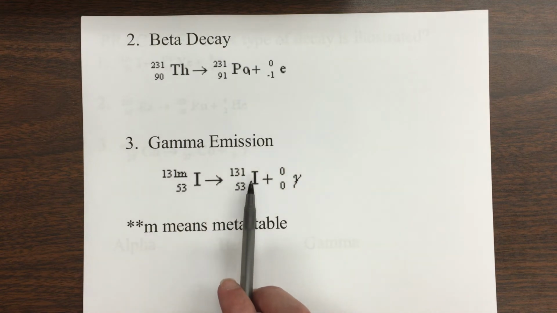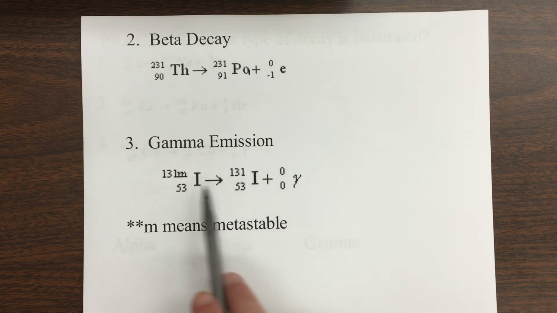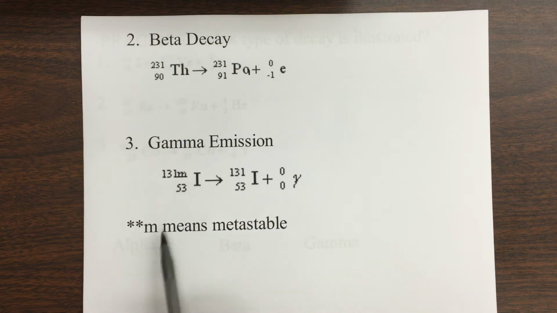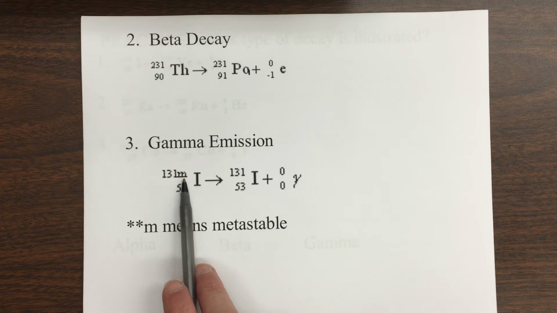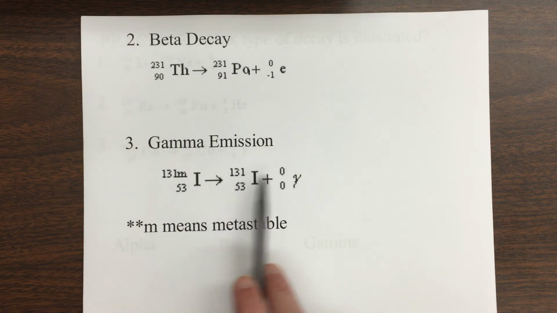Finally, we have gamma emission. Now, gamma emission does not involve the change of mass, so we'll still have the same element. But what occurs with the gamma emission is that the particular isotope is metastable, meaning it has too much energy and it has to release that. So anytime you have something that's metastable, you'll see a lowercase m next to its mass number, and that will undergo gamma radiation, and none of the numbers change because both of these are 0.